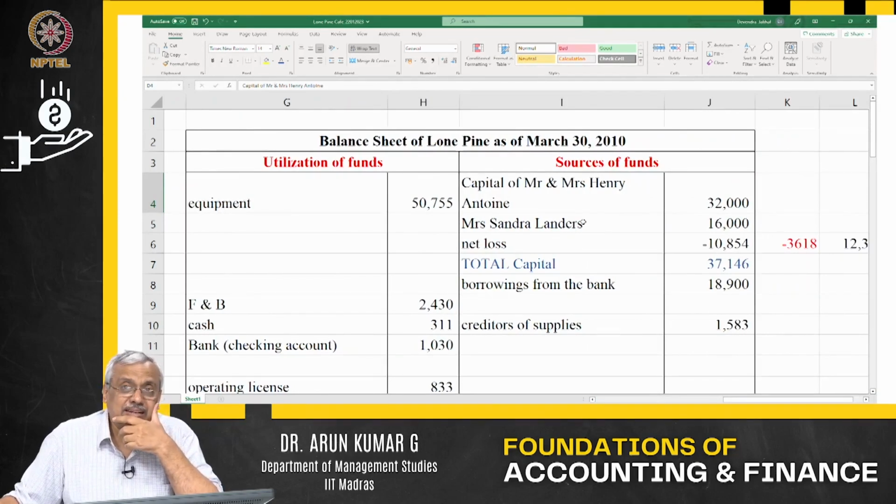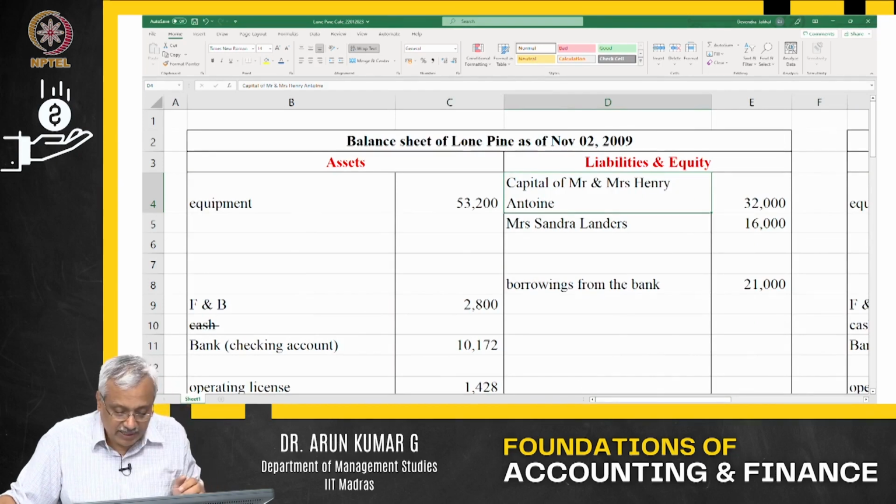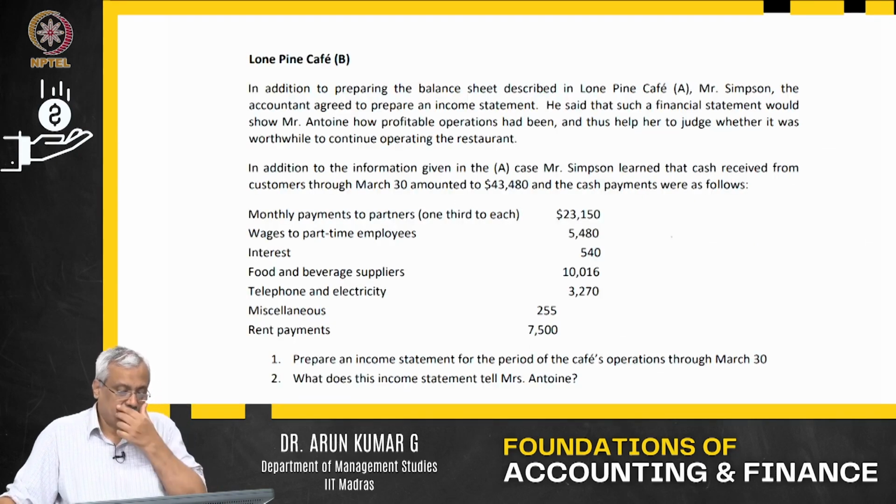Now, let me take up the transactions that happened between November 2nd and March 30th, all the transactions. Let me reconstruct it. Let me know where the loss originates. Is the loss just part of the general operation of the enterprise, or is the loss originating from any specific source out there? So, I will know what is the loss out there. That is where we do the income statement. Now, read the income statement part of it, we will solve it now.